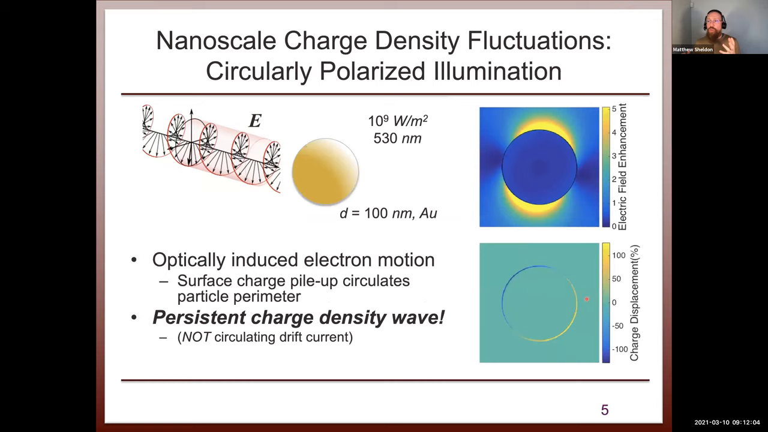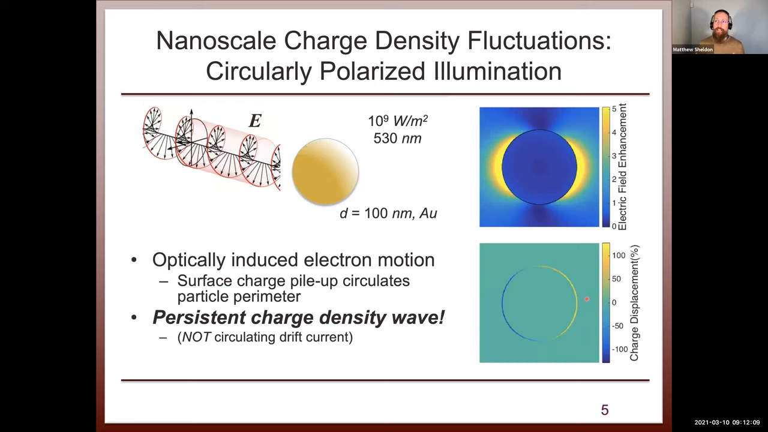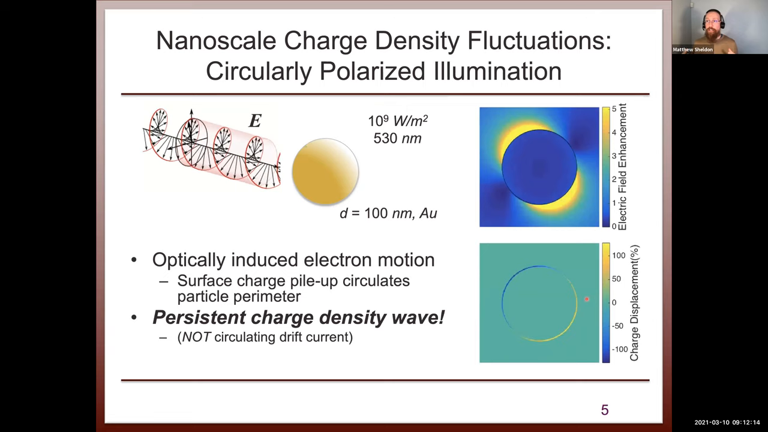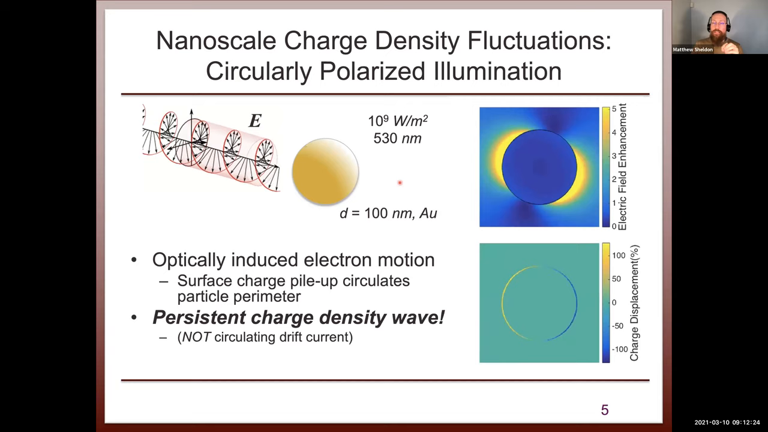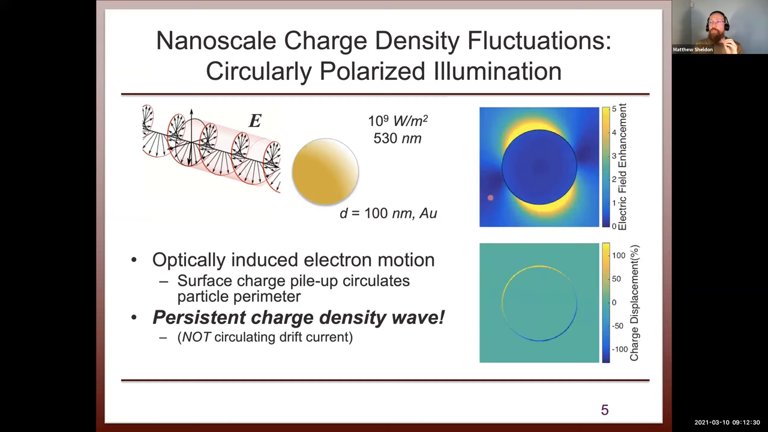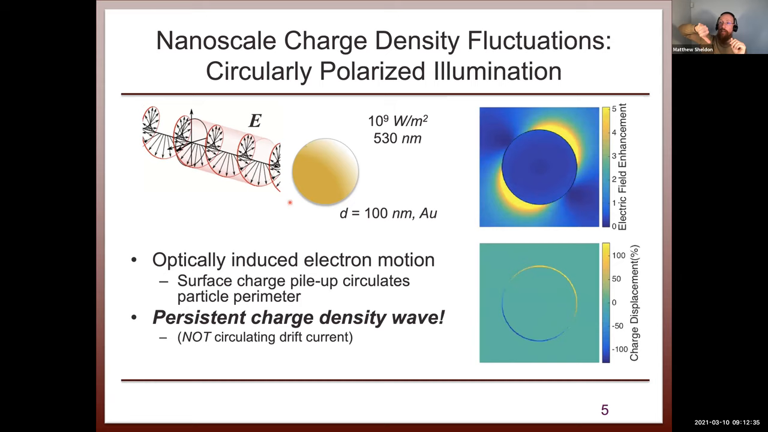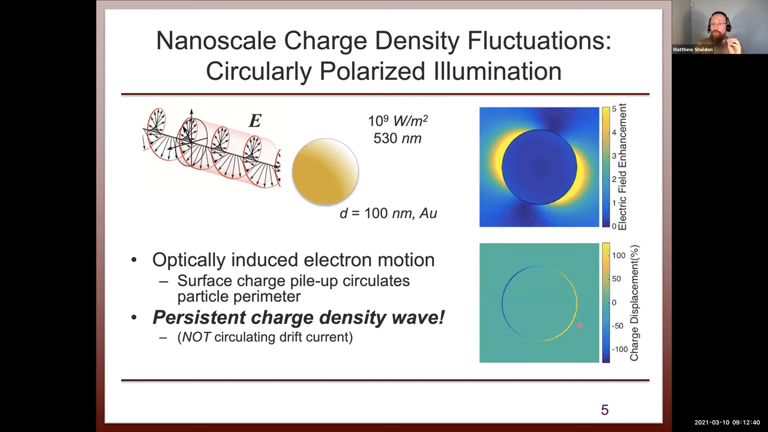This has really cool consequences when you're thinking about the coherence of the behavior, that is, the extent to which you can control the movement of the electron gas microscopically based on how you define the optical field. An exciting consequence that we've pursued in my laboratory is looking at what happens to these nanostructures when you shine circularly polarized light. I was just showing you a movie of a linearly polarized oscillation, but if you have circularly polarized light, in which the dipole of the optical field rotates at the optical frequency, you now have a persistent charge density wave that circulates the nanoparticle.